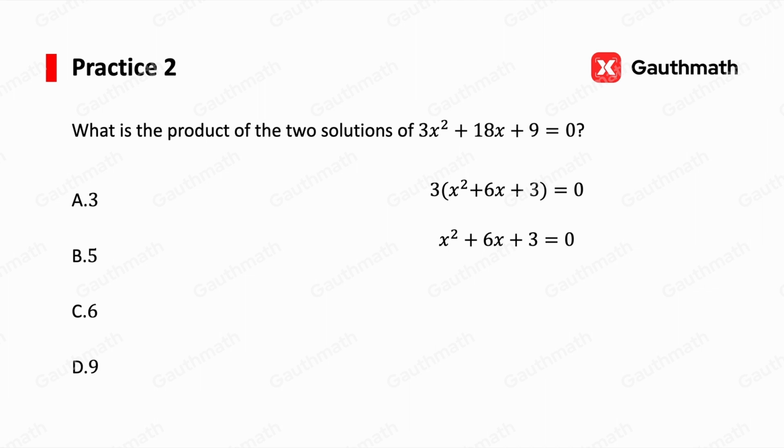As the quadratic coefficient is 1, we may apply the facts we just learned. The product of the two solutions is our constant term, which is 3. So x1 times x2 equals 3. So the correct answer is A.